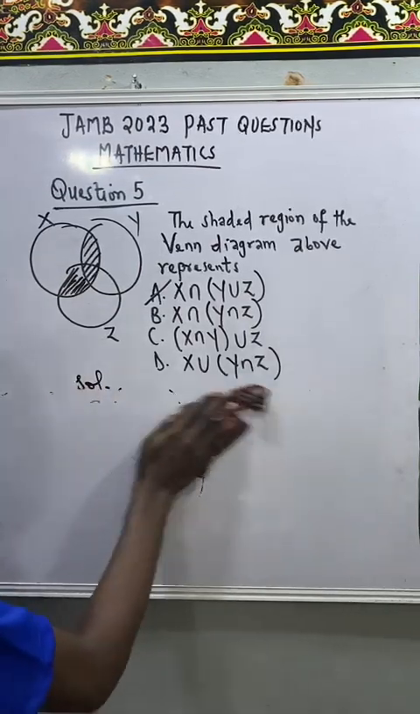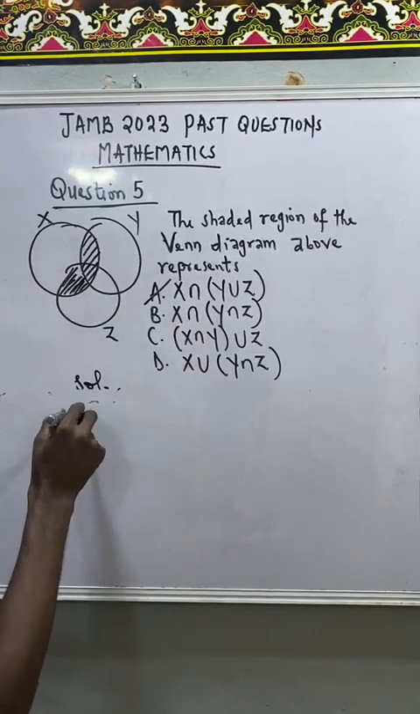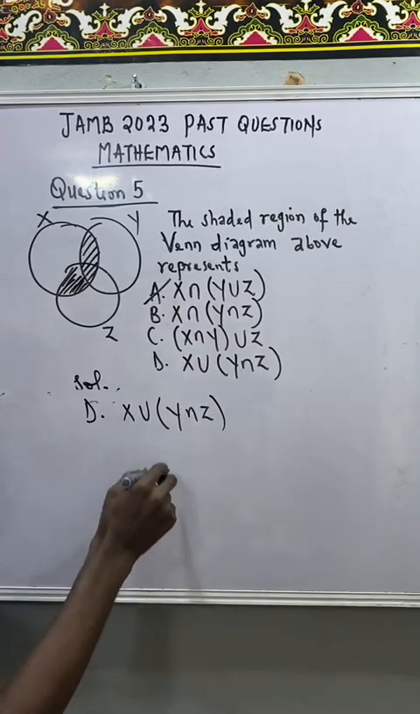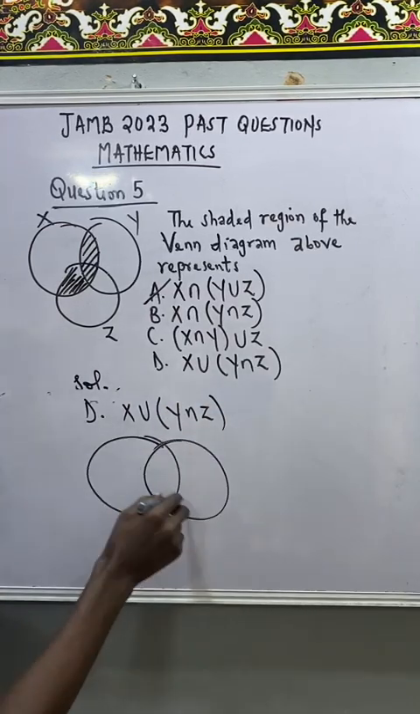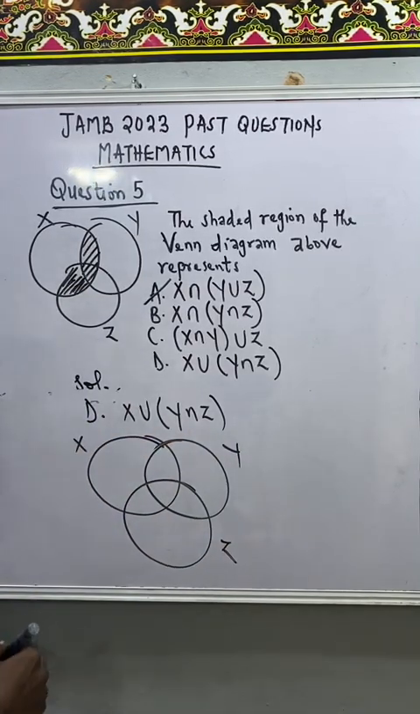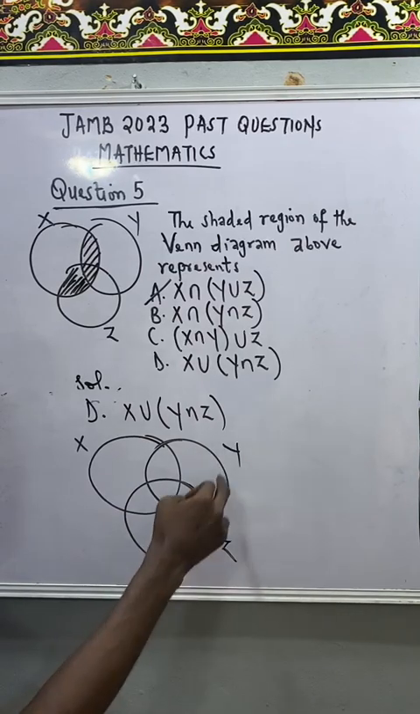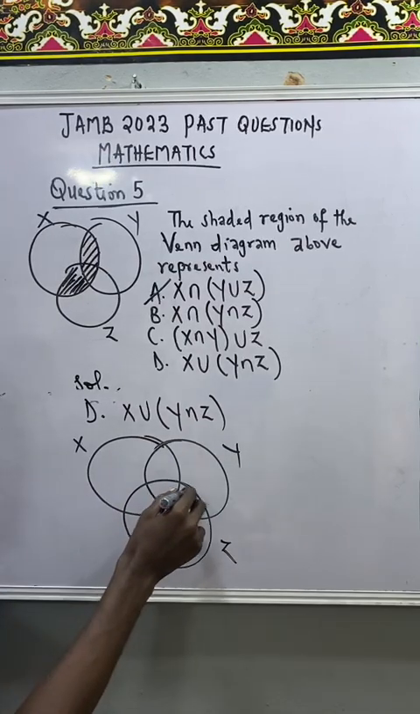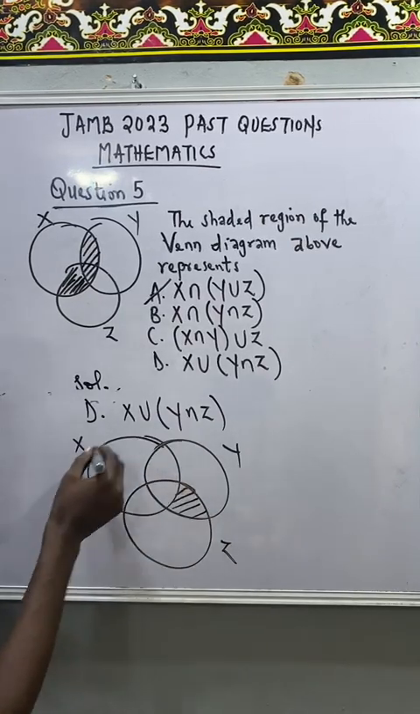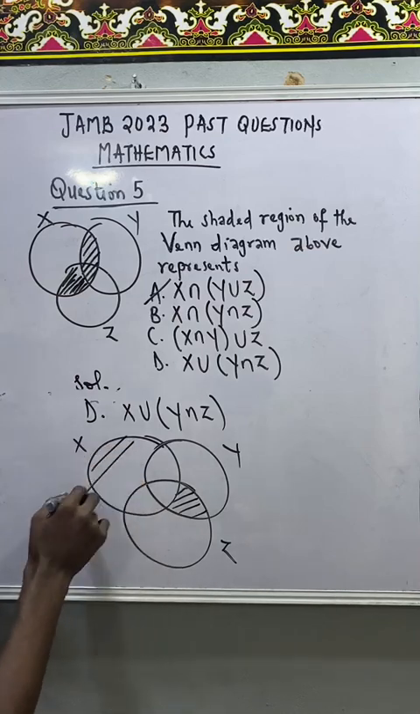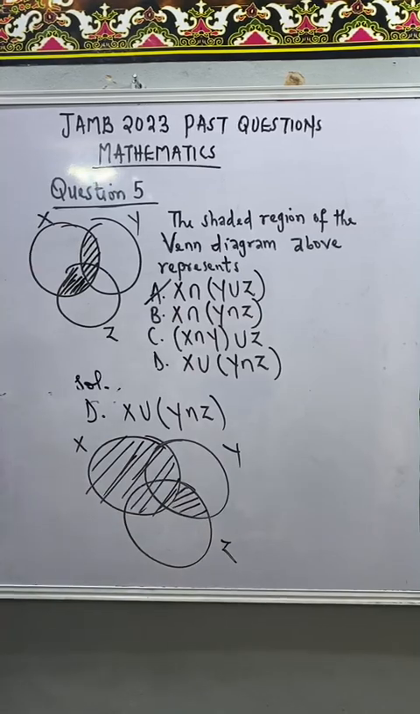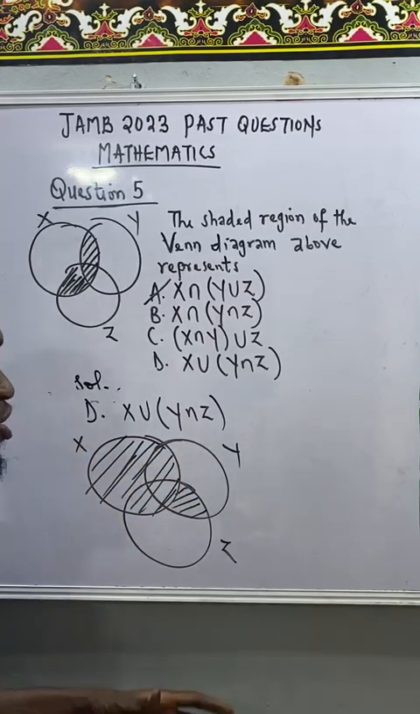Let's go for the last option, which is option D. We have X union Y intersection Z. So let's draw this. This is X, this is Y, and this is Z. Intersection of Y and Z, what is common to both of them, is here. But union with X, the whole of this is X, so we shade the whole of it together. So this shaded region represents X union Y intersection Z.